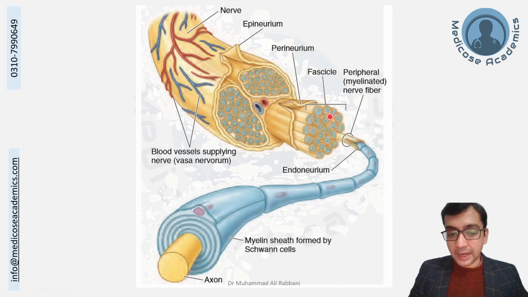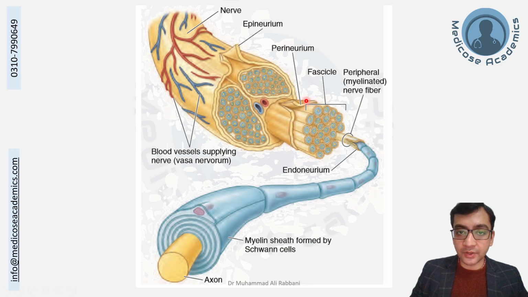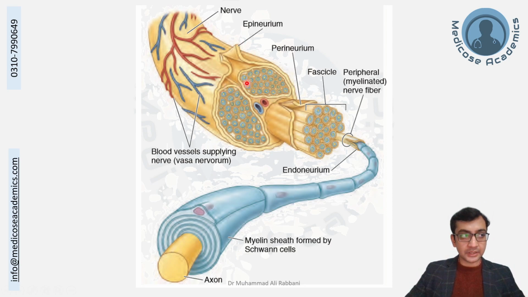Multiple myelinated fibers surrounded by endoneurium bundle together and have their own covering of the bundle. That covering of the bundle is called perineurium. Depending upon the thickness or overall size of the nerve, multiple bundles get together, and the bundle of bundles is surrounded by epineurium.